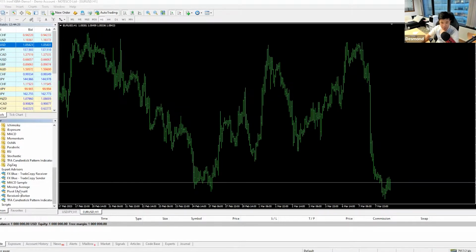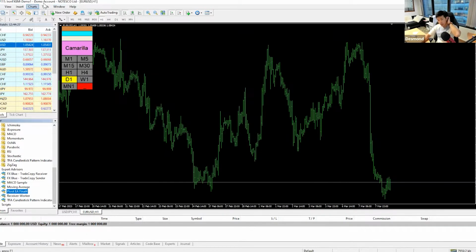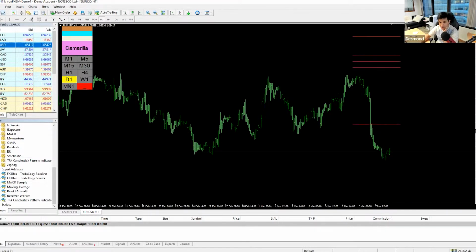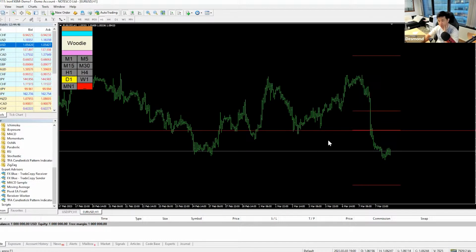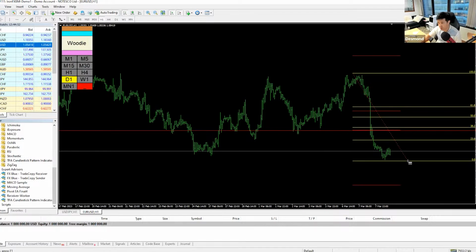Throw on a pivot point indicator and you get a gauge on where's the key support and resistance for Camarilla. A little bit far away, let's not bother. For Woody, where's the pivot point? Okay, there's a nice pivot point over here, nice pivot point over there. So if I were to sell, I might consider to sell at this level. That means if price comes back up to here, I might sell because this level maybe lines up with a 38% Fibonacci retracement.